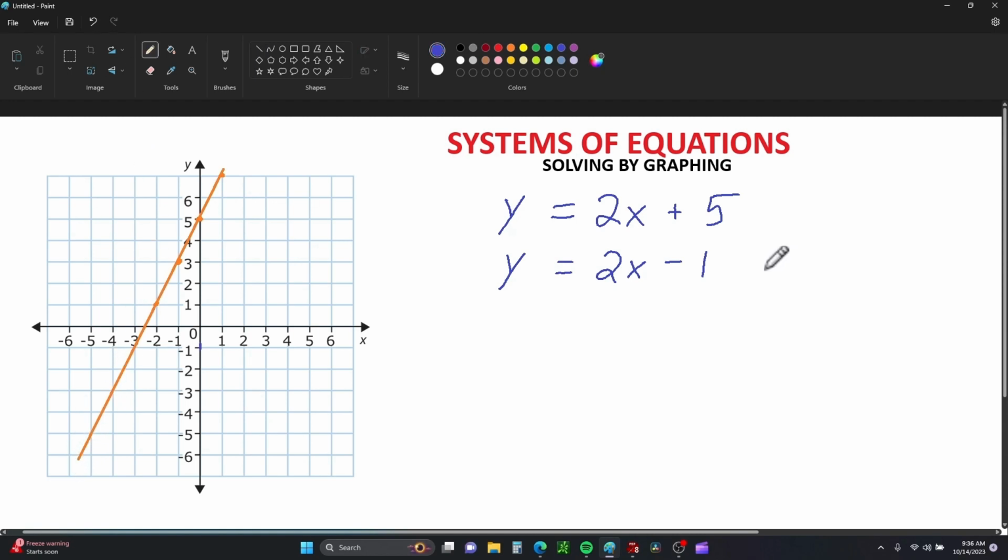Now we'll graph the second line, and the slope is the same, and the y-intercept this time is -1. So I want to put a dot at -1, and then it goes up 2/1, up 2/1, and then I'll draw this line. So these two lines are parallel to each other. They'll never intersect. So for this one, we would say that it has no solutions.